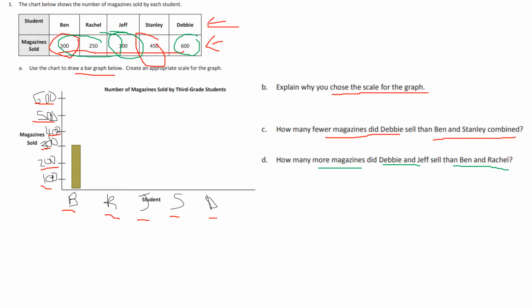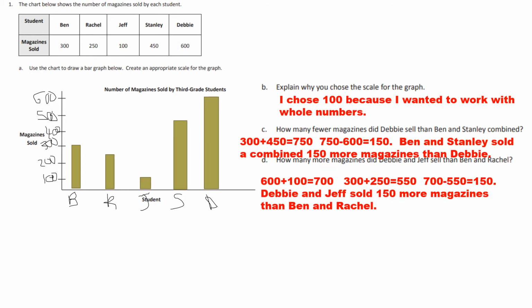All right, I'm going to go over the answers now. As you can see over here, I filled in the rest of that graph. B, I kind of went over earlier. If you chose the same thing, that is fine. I chose 100 because I want to work with whole numbers.